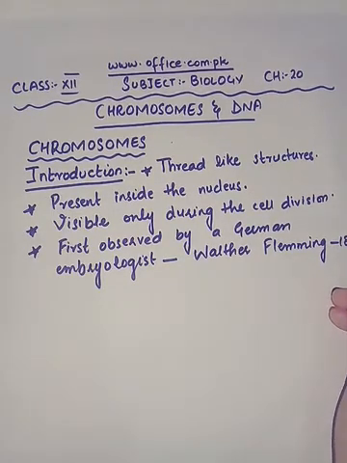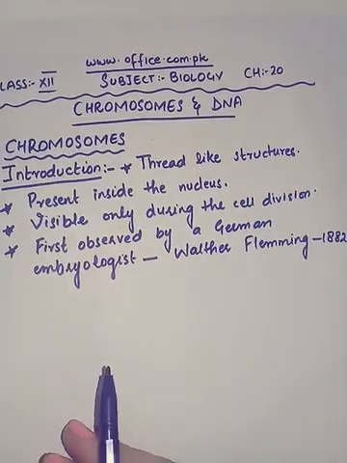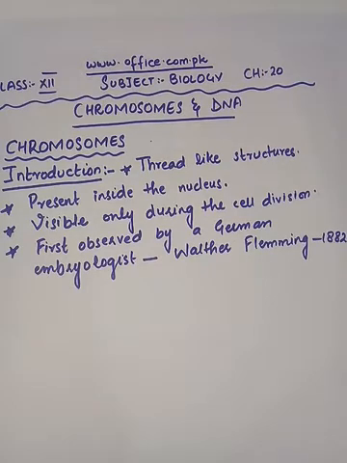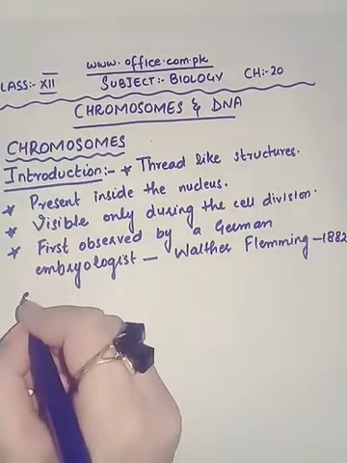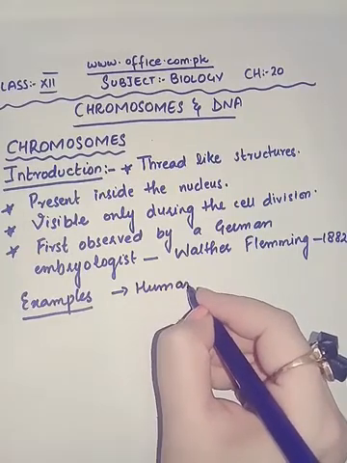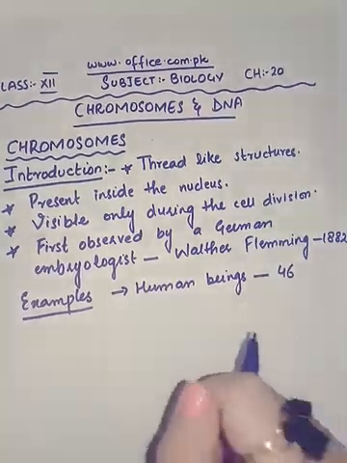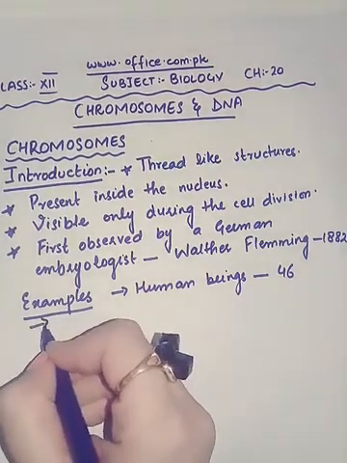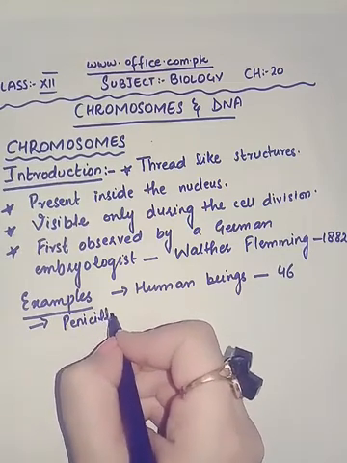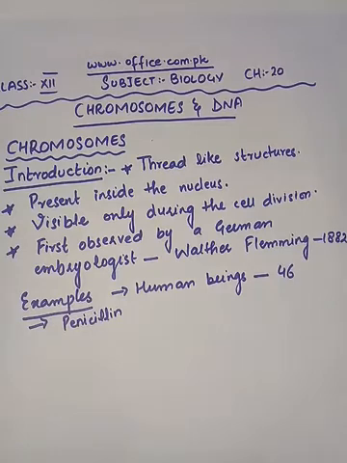Now we'll have certain examples of how many chromosomes are present in individuals of certain species, because we know that their number is specific for a certain species. For example, human beings, the Homo sapiens, have 46 chromosomes which occur in the form of 23 pairs. Next, penicillin. I have told you that penicillin is an antibiotic obtained from Penicillium, which is a fungus. Penicillium has only one pair, or you can say only 2 chromosomes.